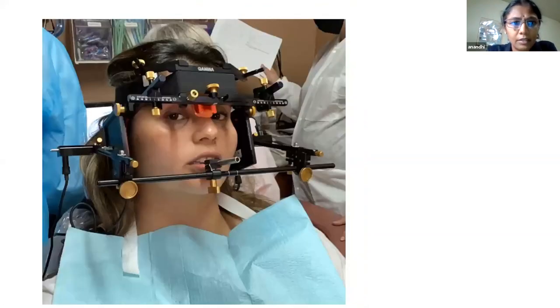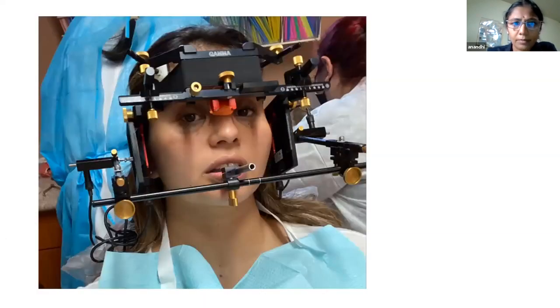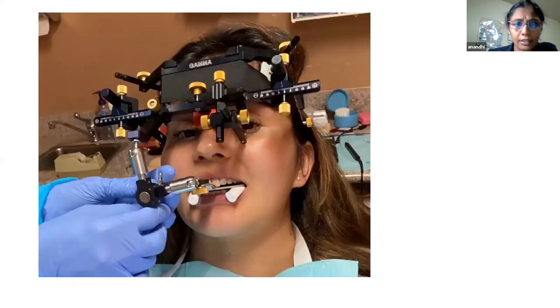You can see now this slide has the module for the computer, so it can be recorded in the computer. The tracing is so much easier to evaluate in all three dimensions using the computer. There's an upper face bow, a lower face bow with a clutch attached, and that's the module for the computer, which has a stylus attached to it.